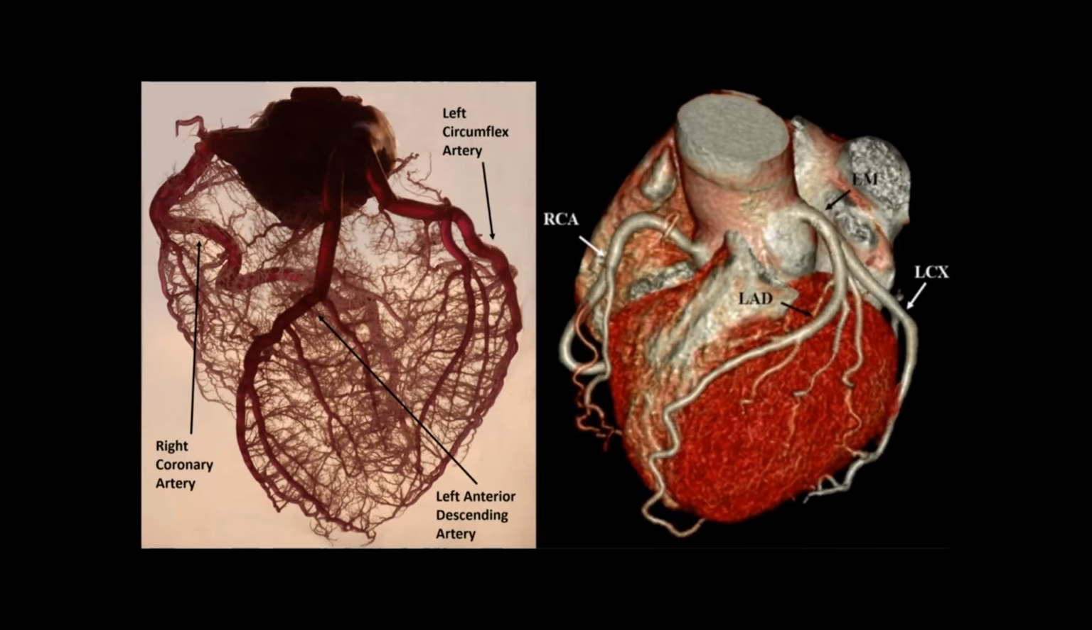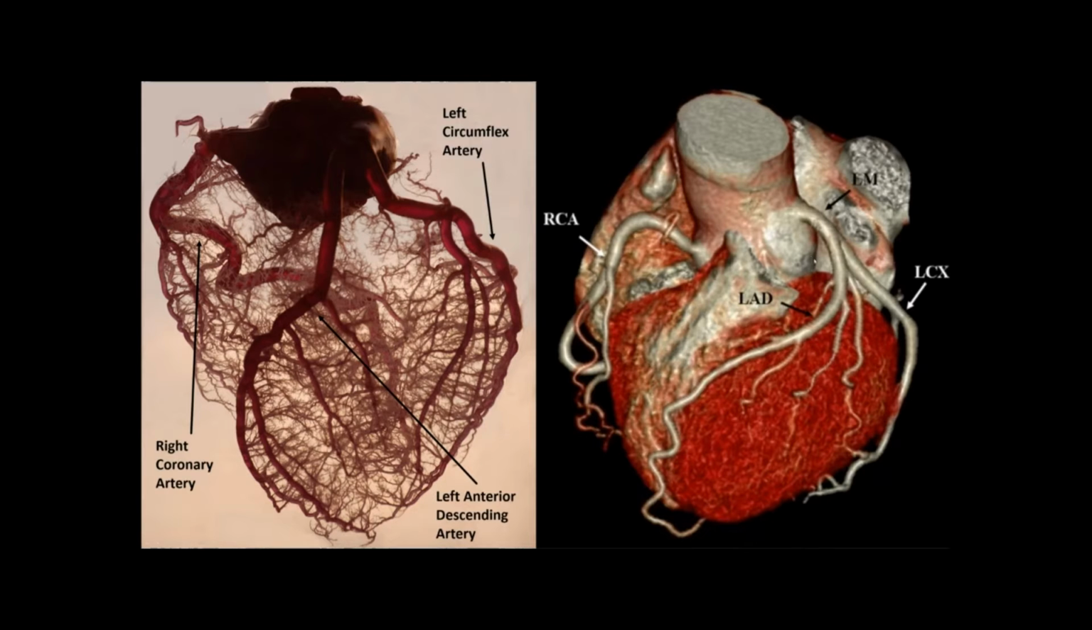So this is a picture showing the normal arteries of the heart. There are 3 big arteries. There are 2 on the left. One of them runs along the front of the heart, and we call this the left anterior descending artery. Then there is one on the left that goes behind the heart. We call this the left circumflex artery. And then there is one that runs on the right side of the heart. We call this the right coronary artery.